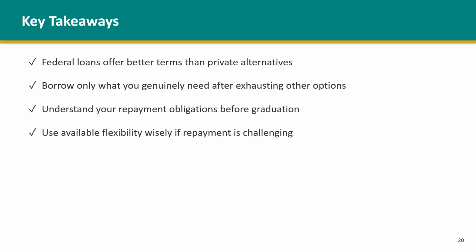Let's summarize the key points about federal student loans. Federal loans offer significantly better terms than private alternatives: fixed rates, flexible repayment, forgiveness potential, and borrower protections. If you must borrow, federal loans should be your first and ideally only loan source. Borrow only what you genuinely need after exhausting other funding options. Calculate your actual costs, subtract other resources, and borrow the minimum necessary gap. Just because you can borrow more doesn't mean you should.